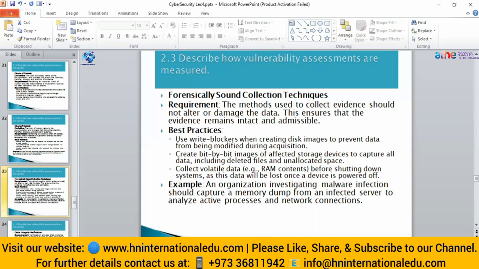For example, an organization investigating a malware infection should first capture a memory dump from the affected server. Everything that happened during that attack must be captured, so that they can analyze the active processes and the network connections in future.